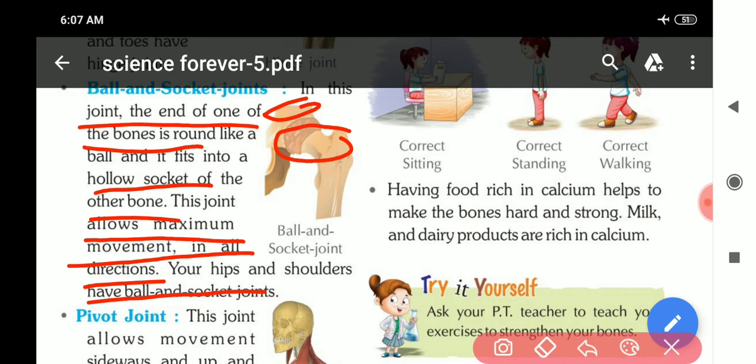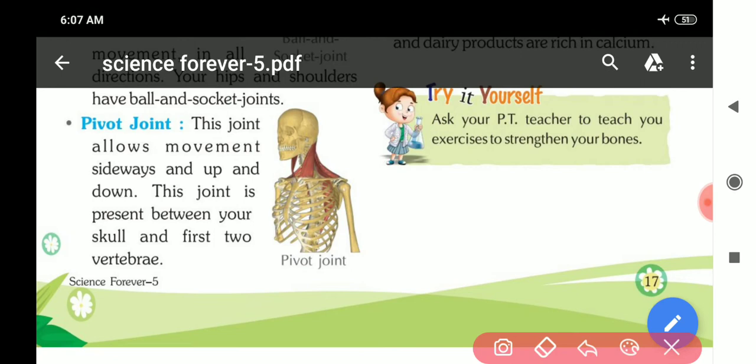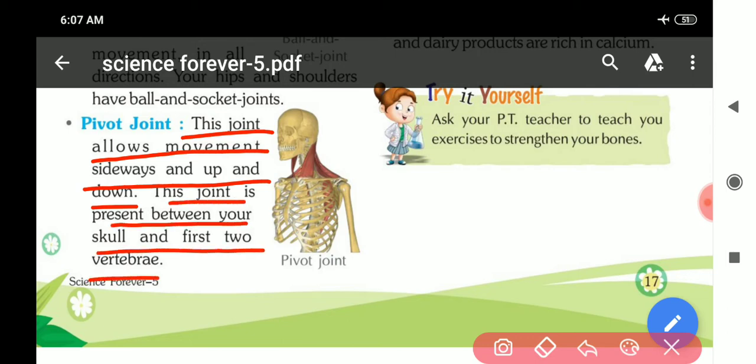Now the next joint is the pivot joint. This joint allows movement sideways and up and down. This joint is present between your skull and the first two vertebrae. Pivot joint is present at the back side of your neck, which joins the skull and the vertebral column. So you can move your head or your skull to both sides and up and down. So this joint allows movement in the up and down direction and both left and right sides.